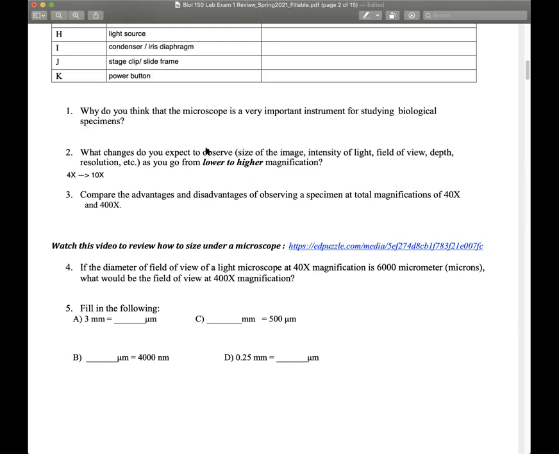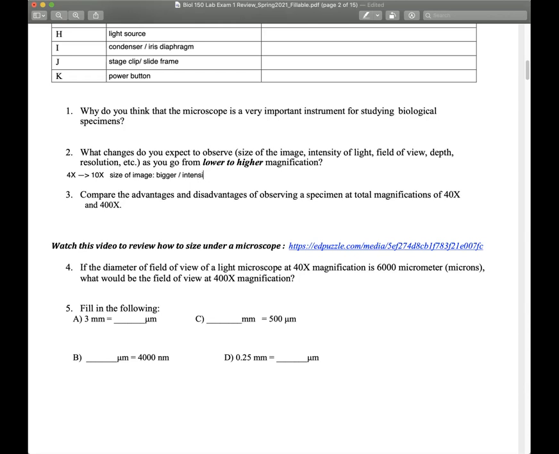The image will get bigger. So the image is going to get bigger, yes. The size of the image is going to be bigger because if you are going from 4x to 10x, you're zooming in. So you are going to make that image larger than it was previously.